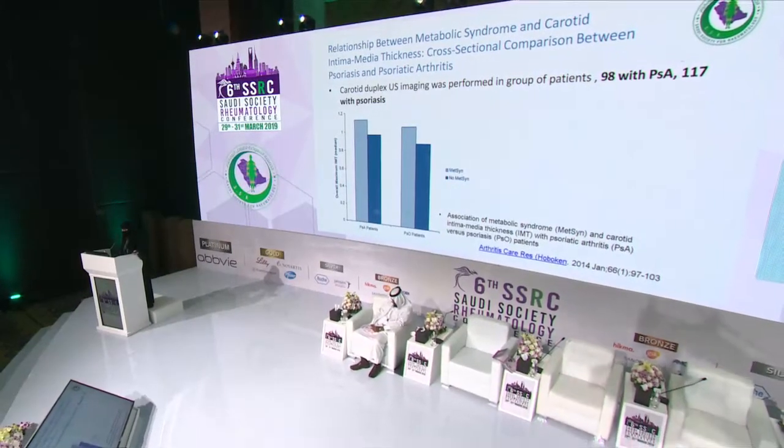They did carotid duplex ultrasound on 98 patients with psoriatic arthritis and 117 patients with psoriasis. If we look at the figure here, the dark blue is patients with no metabolic syndrome, and the light blue is patients with metabolic syndrome. As we can see, psoriatic arthritis patients with metabolic syndrome have a higher carotid intima-media thickness, and also psoriasis patients with metabolic syndrome have a higher carotid intima-media thickness.